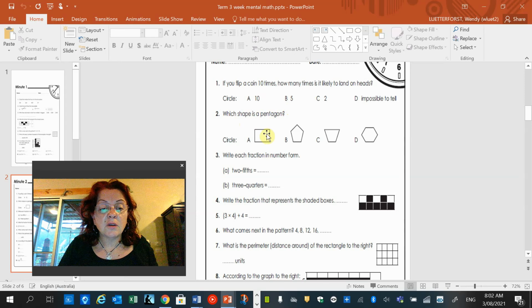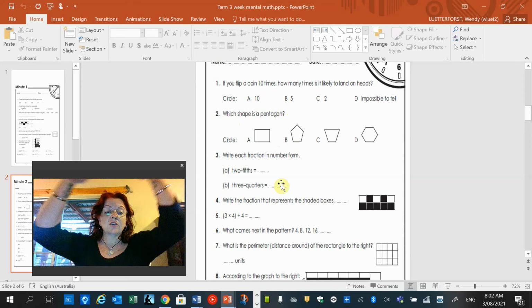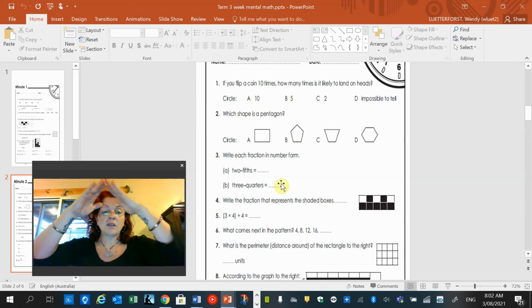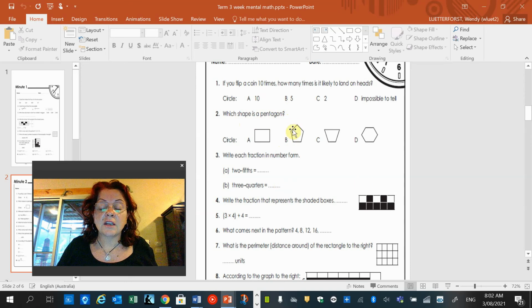Which shape's a pentagon? And a pentagon, remember, pause before you check your answers, is, I call it secret agent house, the Pentagon in America. So this is the pentagon here, and it has 1, 2, 3, 4, 5 sides.